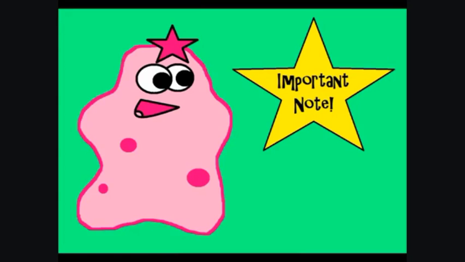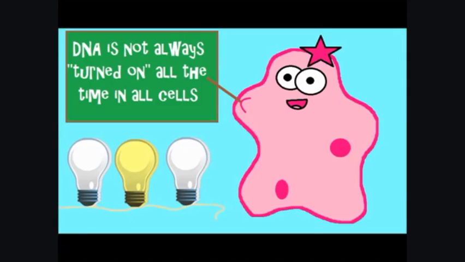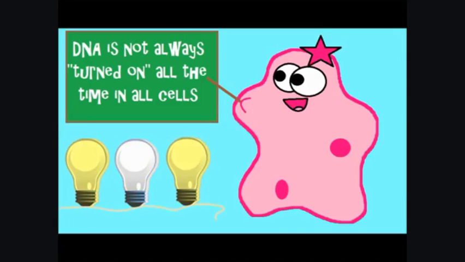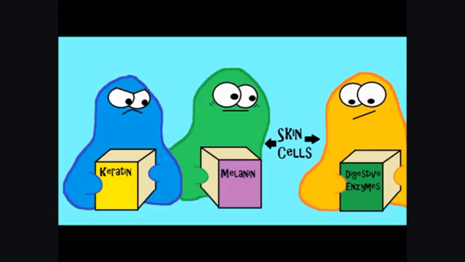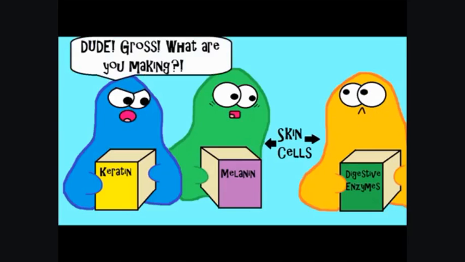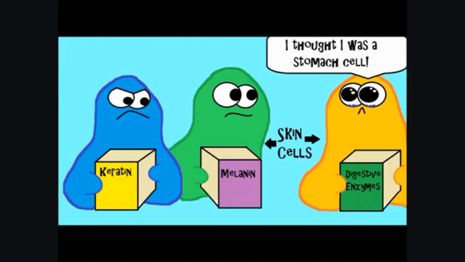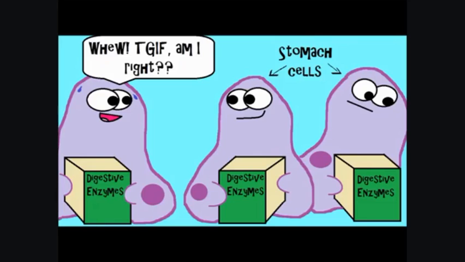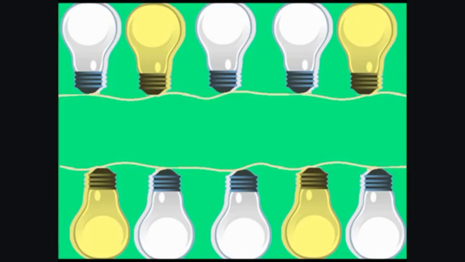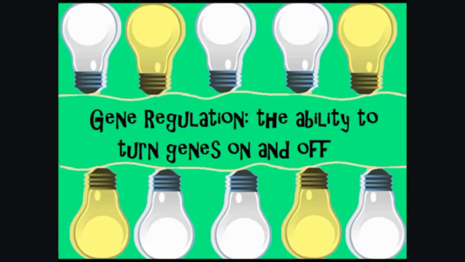One thing to point out, even though all of your cells all contain your entire DNA code, that DNA is not turned on all the time in all of your cells. Let me give you an example. A skin cell is not producing digestive enzymes. That would be nasty. The digestive enzyme, even though it's coded for in the DNA, and your skin cells, like all cells, have all of your DNA, that is turned off in your skin, which is a good thing. Well, in maybe a stomach cell, that would be turned on, be activated. We call that gene regulation, the ability to turn genes on and off.